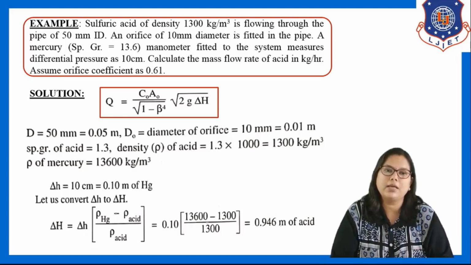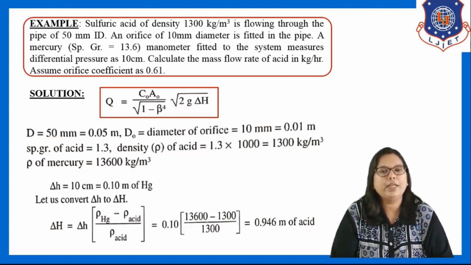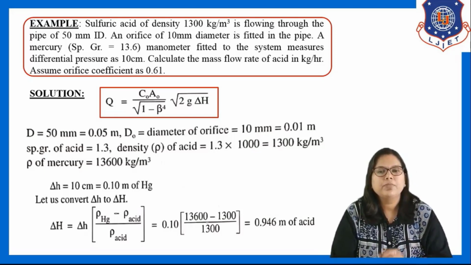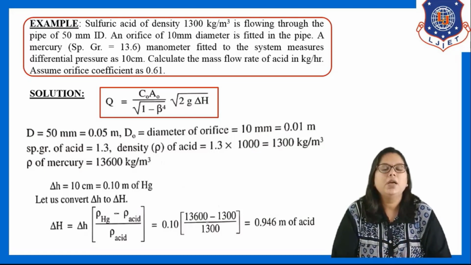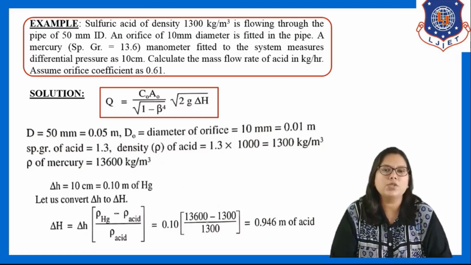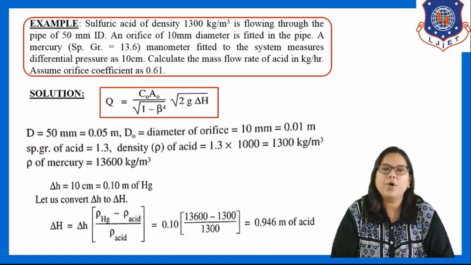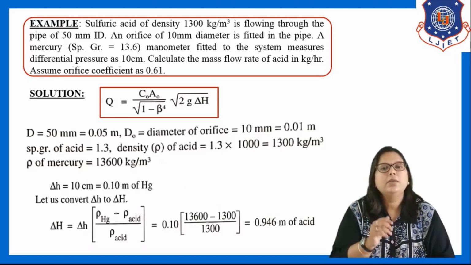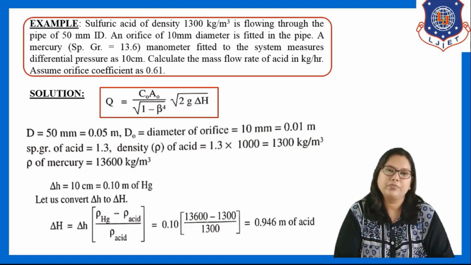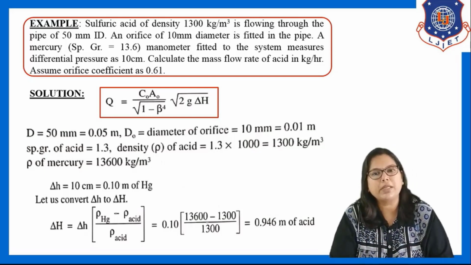All the values are with us. Put the values in the equation of capital delta H. 0.10 into bracket 13600 minus 1300 divided by 1300. When you solve this, you will get the answer of capital delta H equals 0.946 meter of acid. So now we have the value of capital delta H.